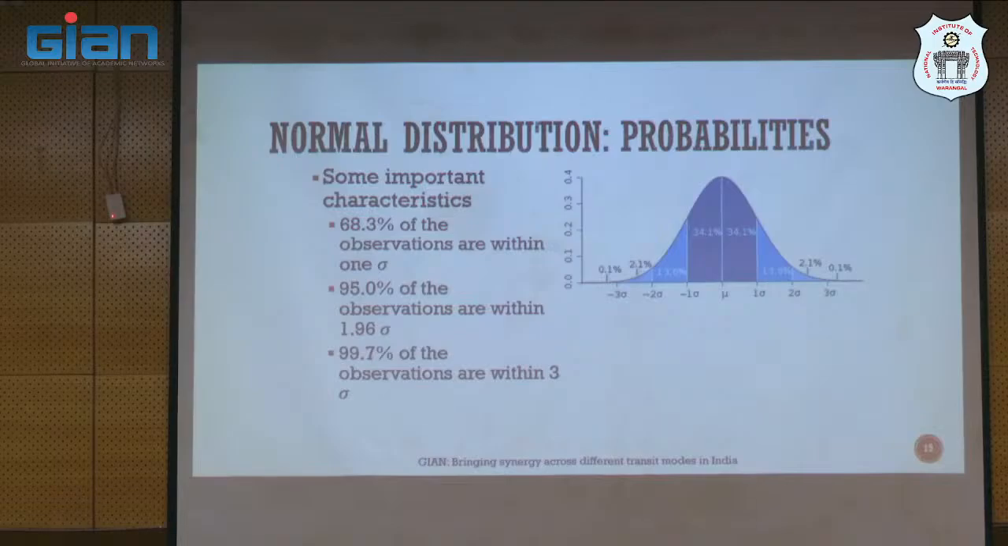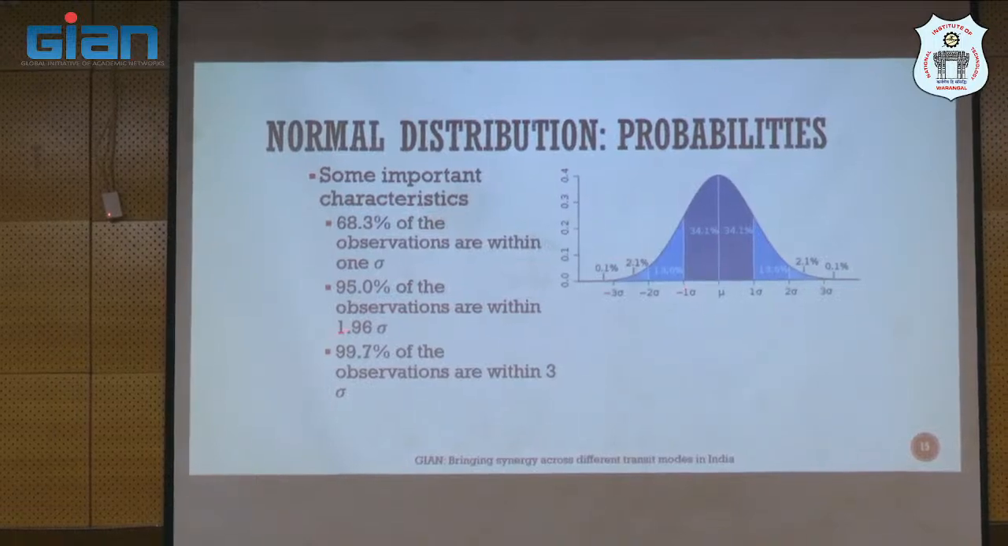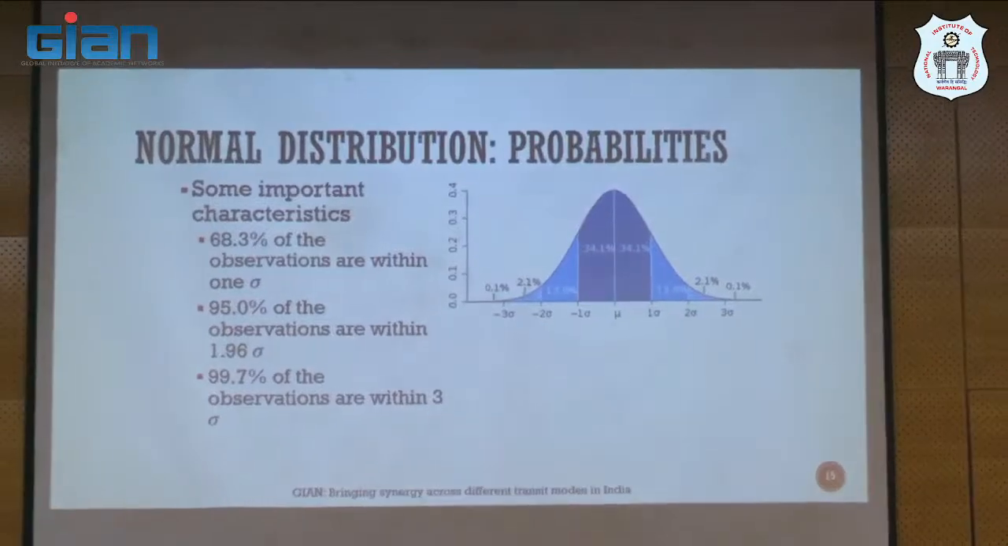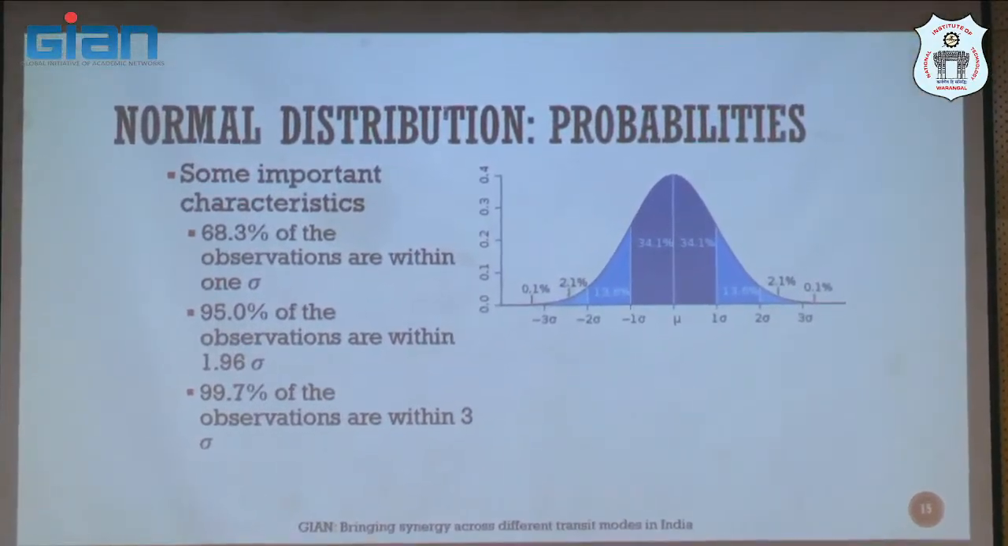The higher the confidence you want, the width of the distribution keeps increasing. So if you want to be confident at only 68%, I'm only going 1 sigma on both sides. But if I want to be confident at 99.7%, my distribution goes 3 sigma on both sides. So the larger the confidence you want, the higher is the width of the confidence.